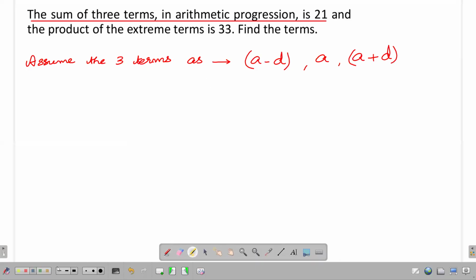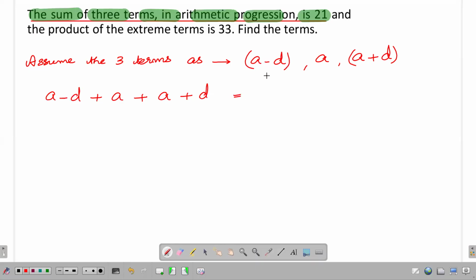Now we are processing that first input that is given here. The sum of the 3 terms in arithmetic progression is given as 21. That is A minus D plus A plus D. You can see that minus D and plus D will get cancelled off. I will see that 3A is coming as 21, and that gets me the value for A as 7. Got it? So let that value A be equal to 7.